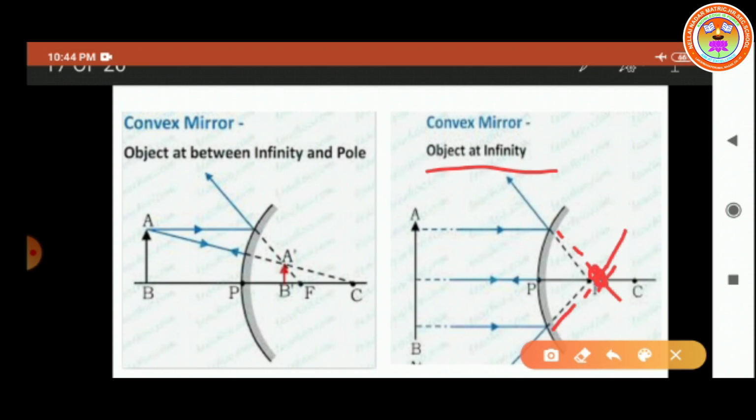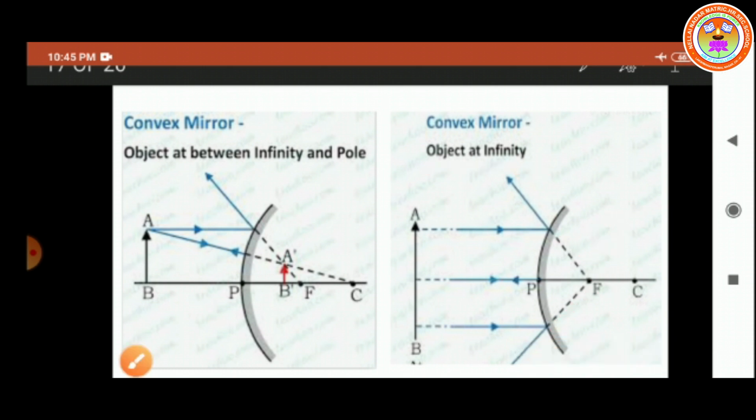This is the image formed by a convex mirror. The object is located at infinity, and the position of the image is at F, the principal focus. The size of the image is highly diminished. It looks like a point size only. It gives us a virtual and erect image.